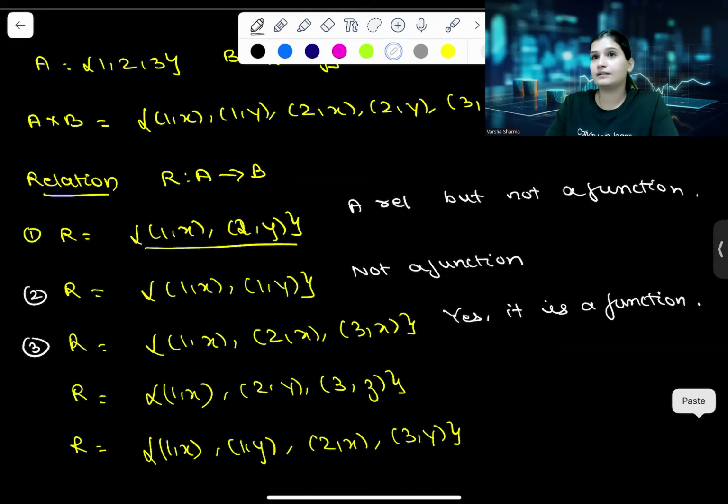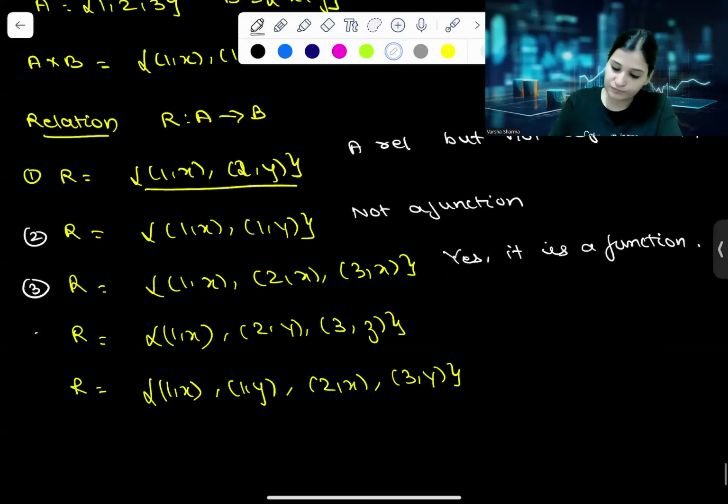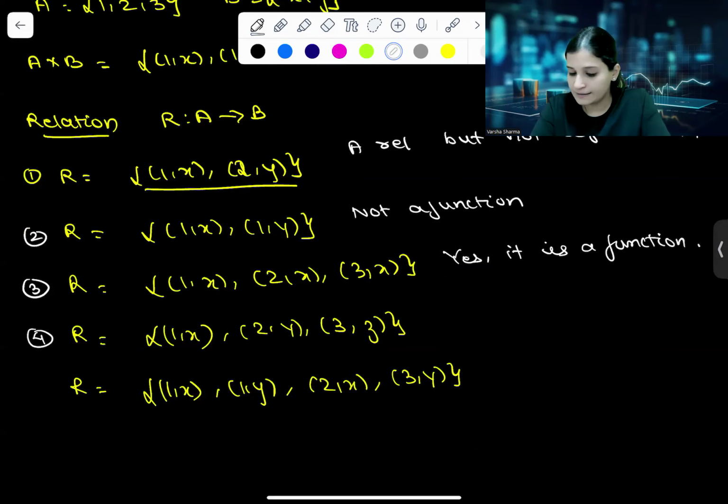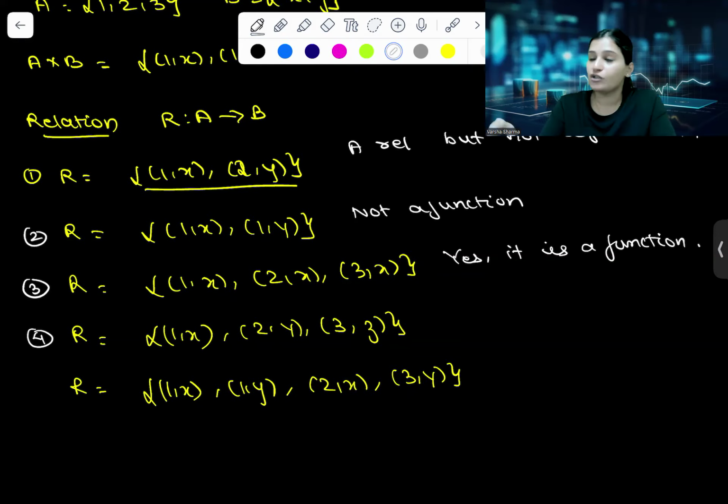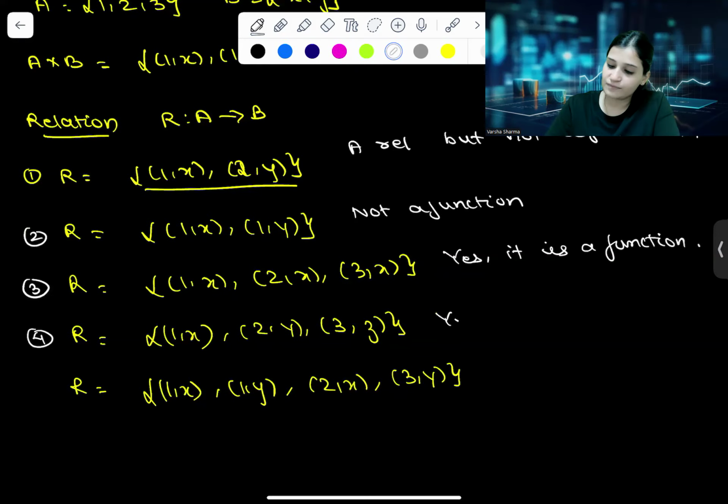Is that clear? Yes, ma'am. What about example 4? Is it a function? Yes, ma'am. 1 is paired with only one element, 2 is paired with only one element, 3 is paired with only one element. None of them are left and none of them goes to two different places. So yes, it is a function.